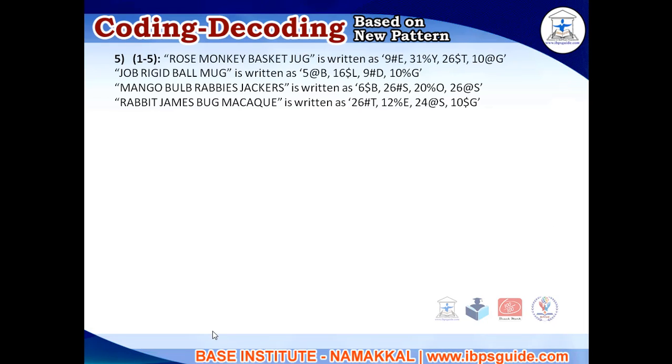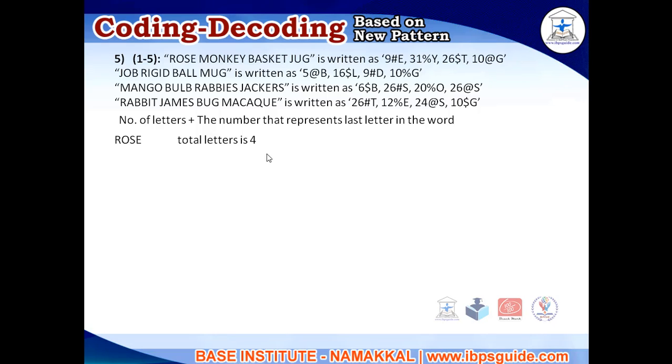While watching this at a glance, you may think the ordering of alphabets is used in the coded terms. Guys, the coding is counting the number of letters and then adding the number that represents the last letter in the word. Like in rows, the total letters are 4, and the ascending ordering number of the last alphabet E is 5. Adding 4 plus 5 we get 9, the first digit of the coded term, guys.